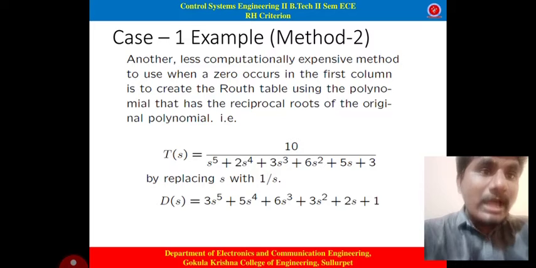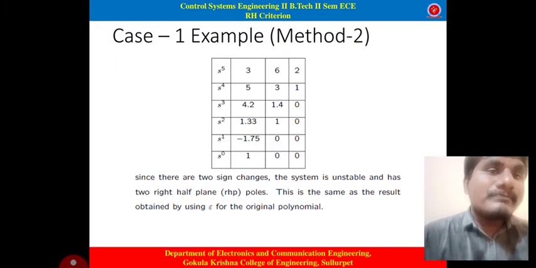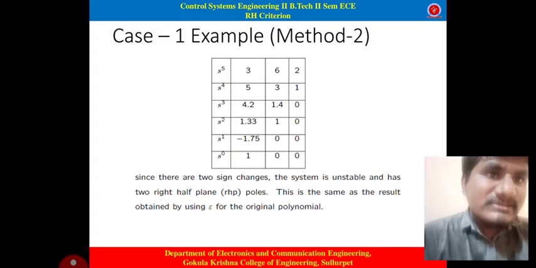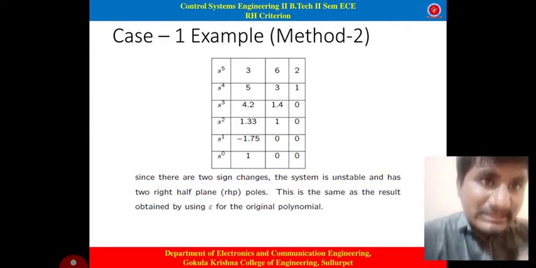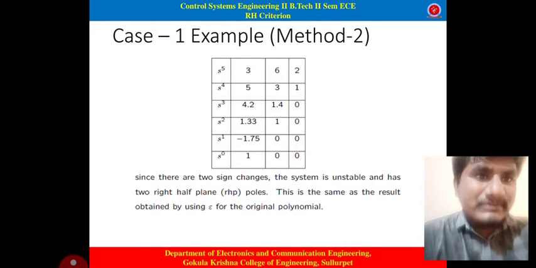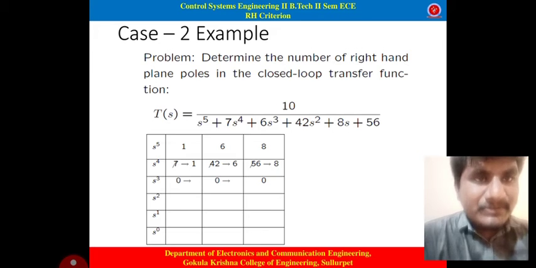Now you prepare the Routh table for this. Now there will be no 0 term. Understand, this is how we overcome it. This is also one example for regular Routh table preparation, so you can go through this. Here also you can observe that there are two sign changes, which is the same result we obtained using the earlier method.